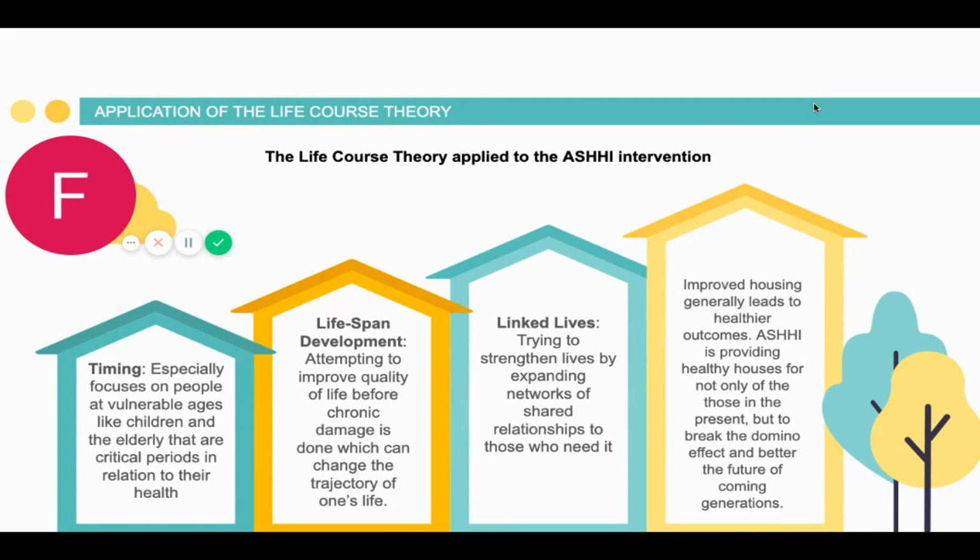In conclusion, we want to stress that migration influences the health of individuals and populations on a global scale. This requires interventions to identify the migration status of individuals and target each stage of the migration process and reach across borders to make migration safe and healthy for all. And in regards to housing, improved housing generally leads to healthier outcomes. And ASHE is successful in doing this by providing healthy houses for not only those in the present, but to break the domino effect and better the future of coming generations.